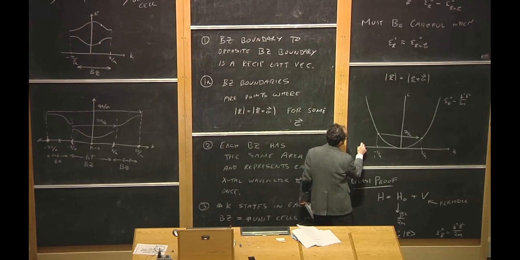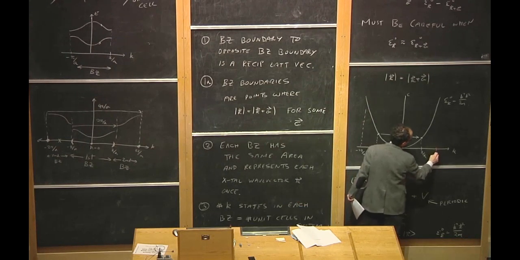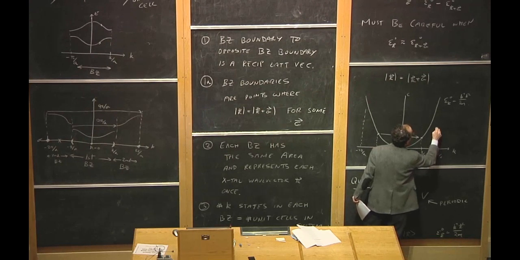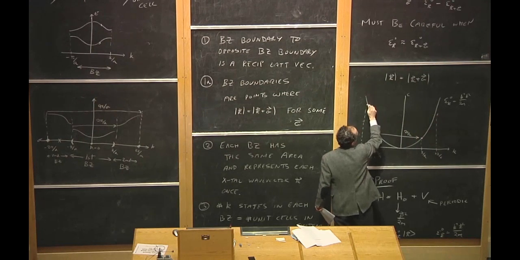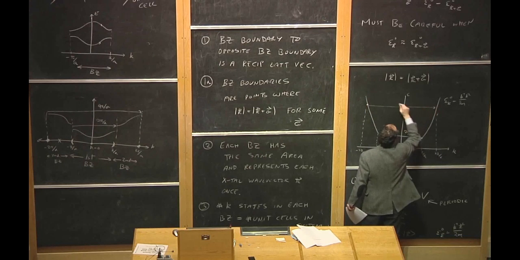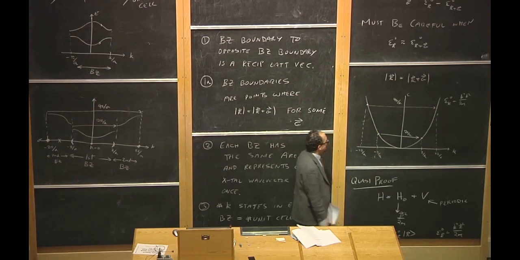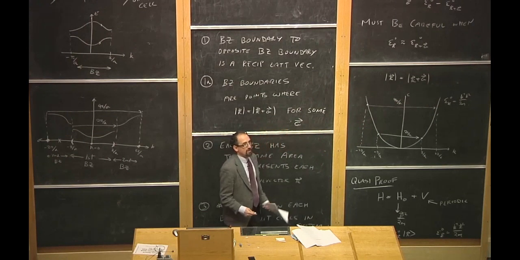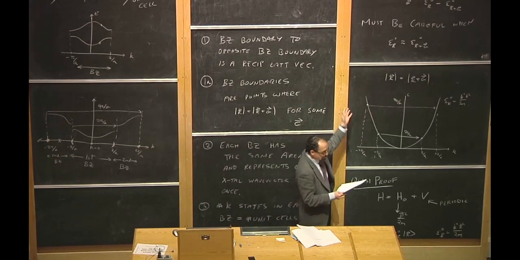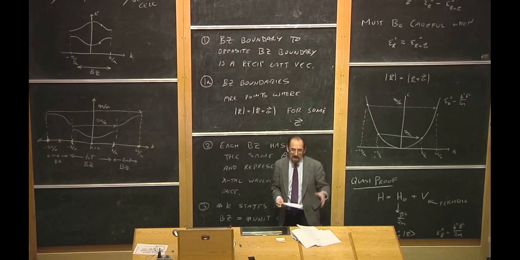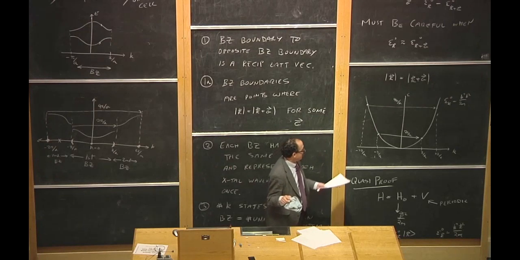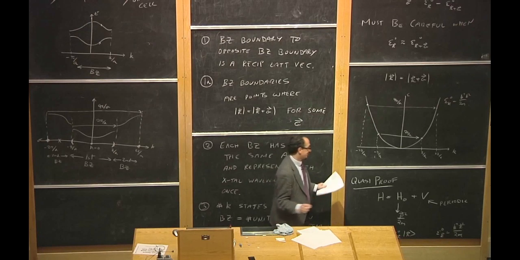Similarly, if we go to minus 2 pi over a and 2 pi over a, these are separated by a reciprocal lattice vector, 4 pi over a, and their energies are identical. So they will give you a divergence in second order perturbation theory. So the place where second order perturbation theory fails is exactly when you're on a Brillouin zone boundary.